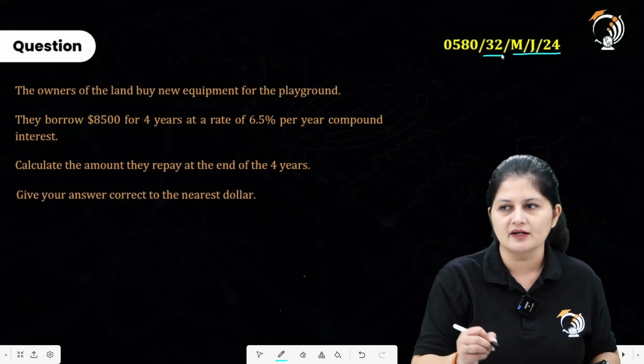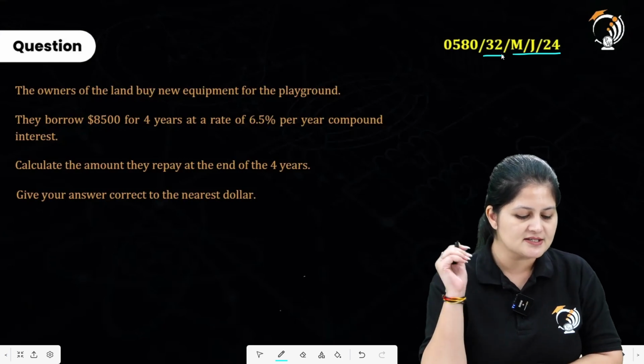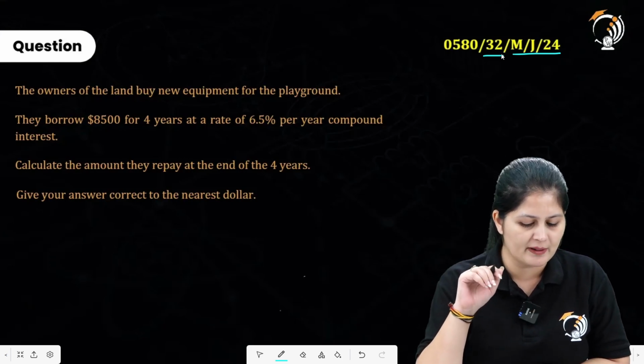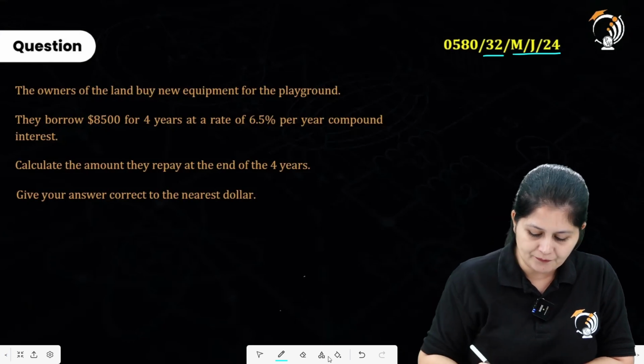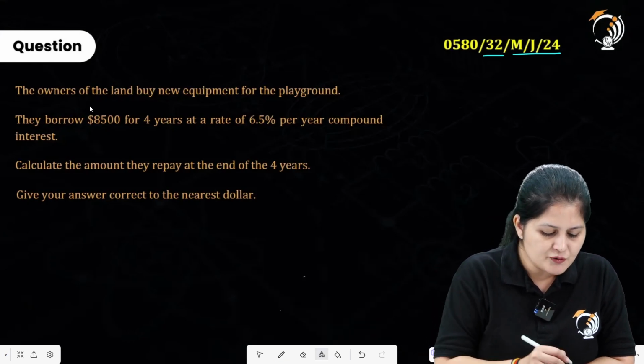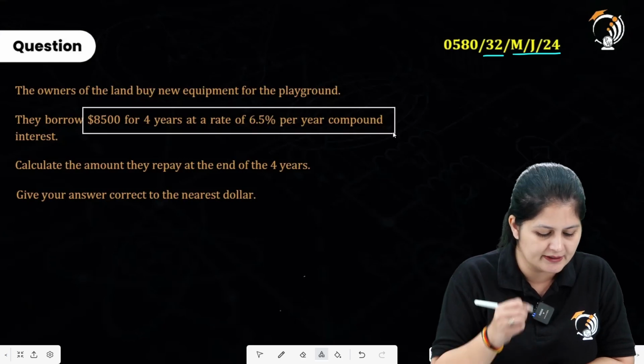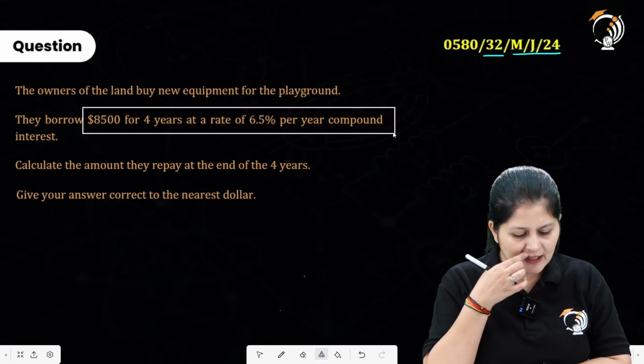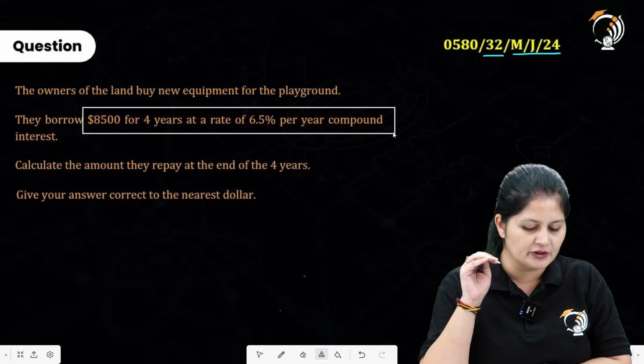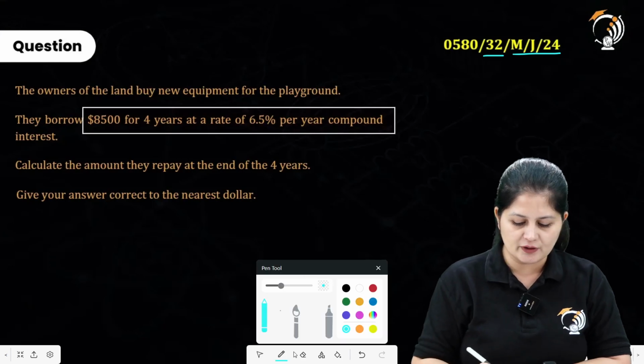Now, moving to the next question, which is again a previous year question from the paper of May-June 24 from the variant 3-2. The question here says the owners of the land buy new equipment for the playground. They borrow $8,500 for 4 years at the rate of 6.5% per year compound interest. Calculate the amount they repay at the end of 4 years. Give your answer correct to the nearest dollar.